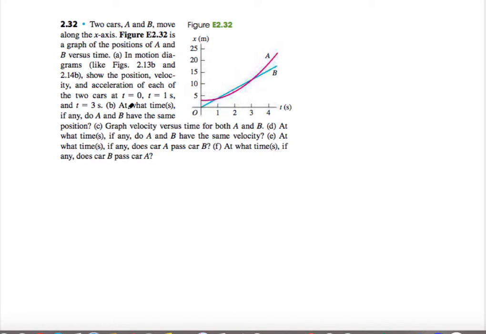We want to show the position, velocity, and acceleration of each of these cars at 3 different time intervals. So this is a little interesting, but I will go ahead and do this. A motion diagram is essentially just a series of dots, like snapshots, taken at different points in time. So we'll start with B as a motion diagram, and then we'll do A.